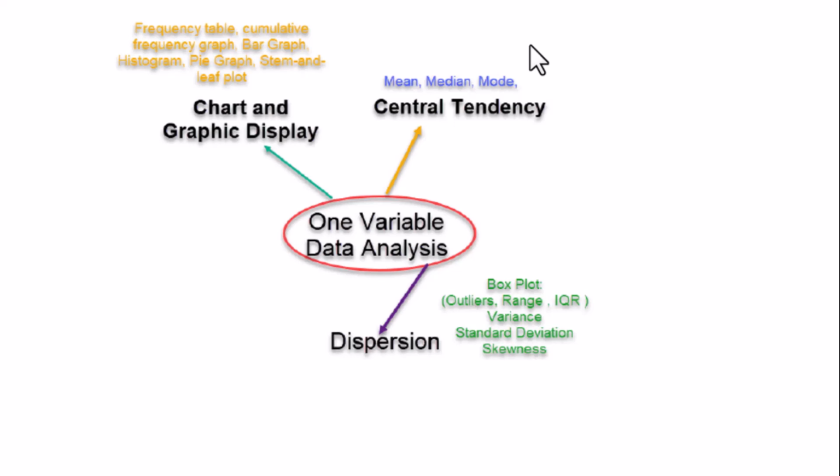The third part, dispersion. It shows how the data spread, including box plot, outliers, range, interquartile range, variance, standard deviation, skewness. For today's lesson, we will focus on the central tendency, mean, median, mode for discrete data and continuous data.